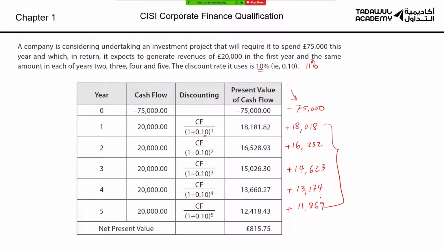And the return we're going to get, let's just do this quickly: 18,018 plus 16,232 plus 14,623 plus 13,174 plus 11,869. So we're going to get cash flows valued at 73,916.